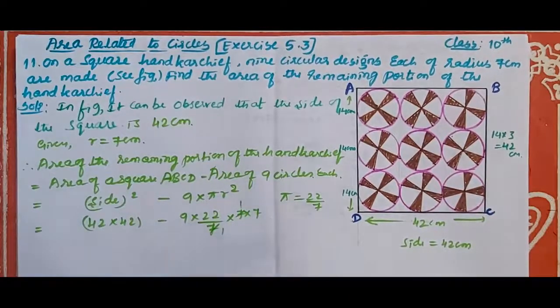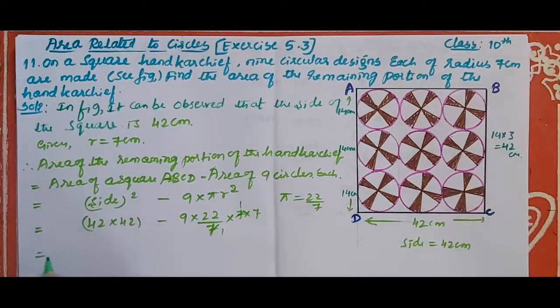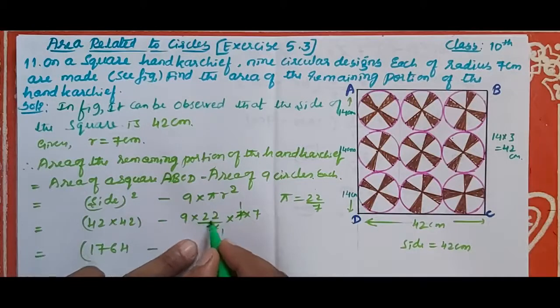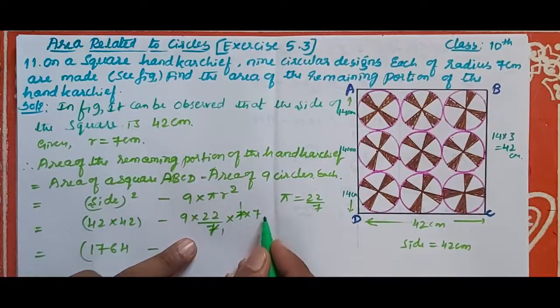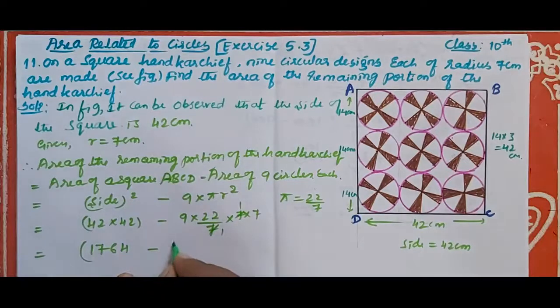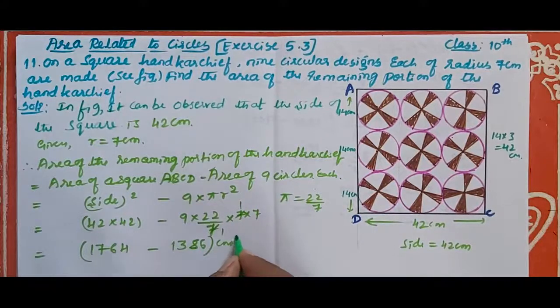7 ones are 7, right? Here 42 into 42, we have to multiply these both, right? So we will get 1764 square centimeter, minus this, 9 into 22 into 7. If you multiply, we will get 154. 154 multiplied by 9 is equal to 1386 square centimeter. Now we have to subtract.